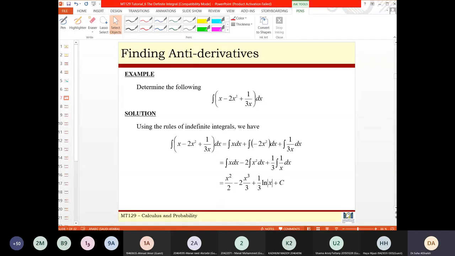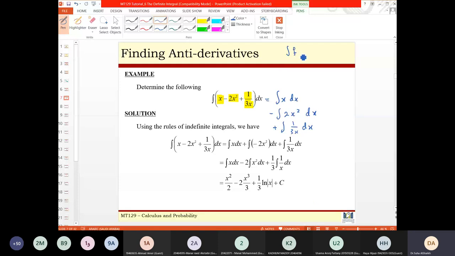So this is one example. They are giving you this question. Determine the following: the integration of x minus 2x squared plus 1 over 3x. I have 3 parts here, right? So this can be divided into the integration of x dx minus the integration of 2x squared dx plus the integration of 1 over 3x dx. Right? I can do this. We can distribute it over the plus and the subtraction, but we cannot do this with multiplication.